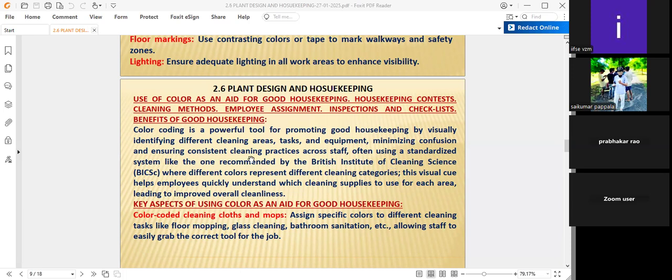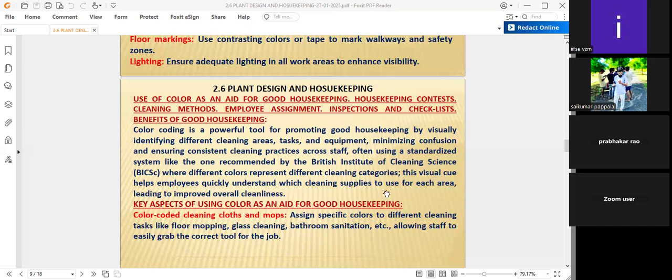We are talking about not pipeline color coding, but cleaning methods color coding. We will discuss in the next slides, figure-wise, which color we have to use for floor cleaning and so on, where different colors represent different cleaning categories.